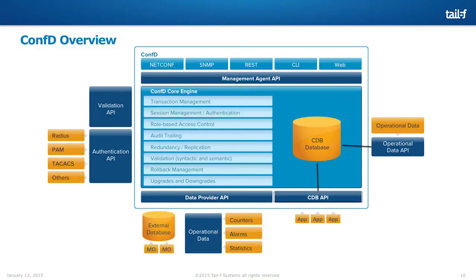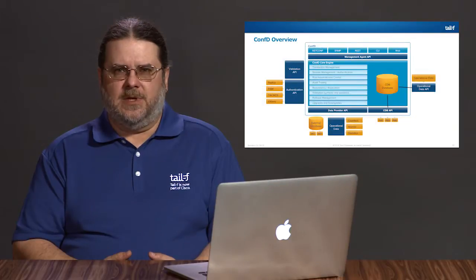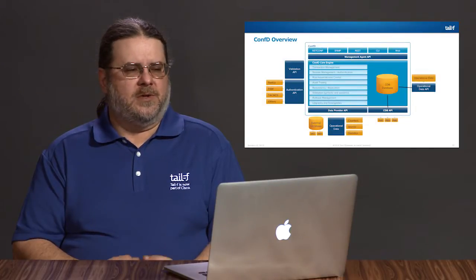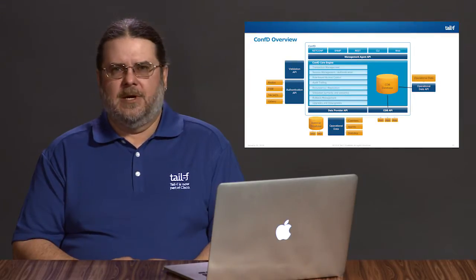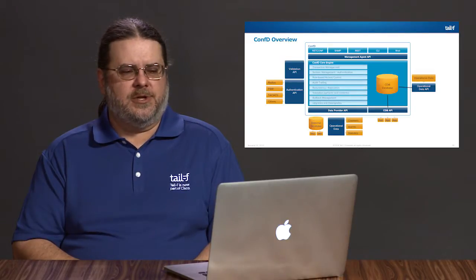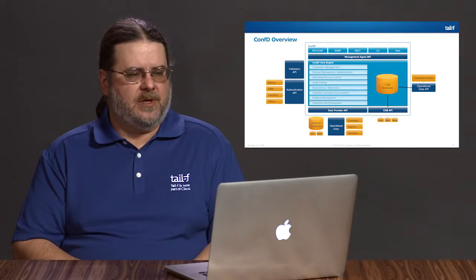ConfD also provides support for upgrades and downgrades. Your data models can be changed. To ConfD, it's a data model change. To you, it may be an upgrade, it may be a downgrade. To ConfD, it's a data model change. Those data model changes will be automated to drive schema changes in the CDB database, as well as re-rendering northbound interfaces. ConfD provides support for both cold restart data model changes and also hot in-service data model changes as necessary.